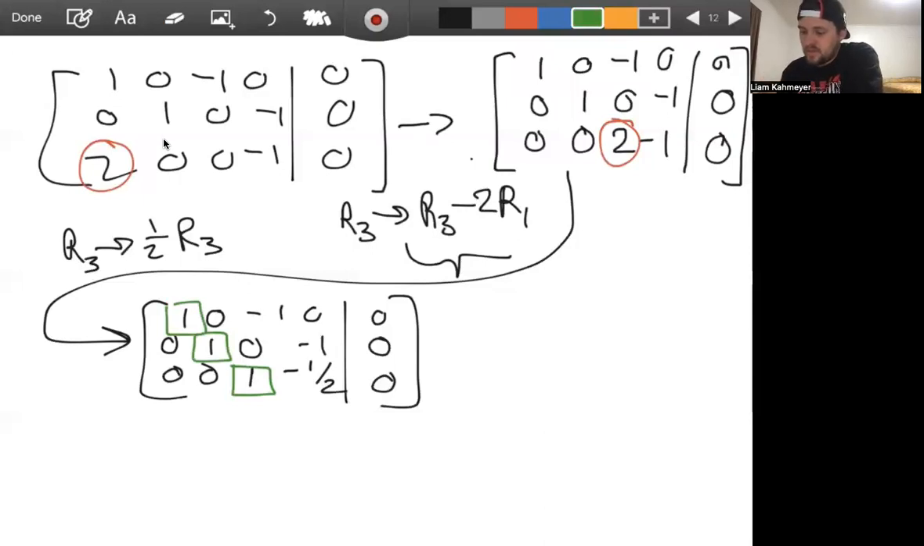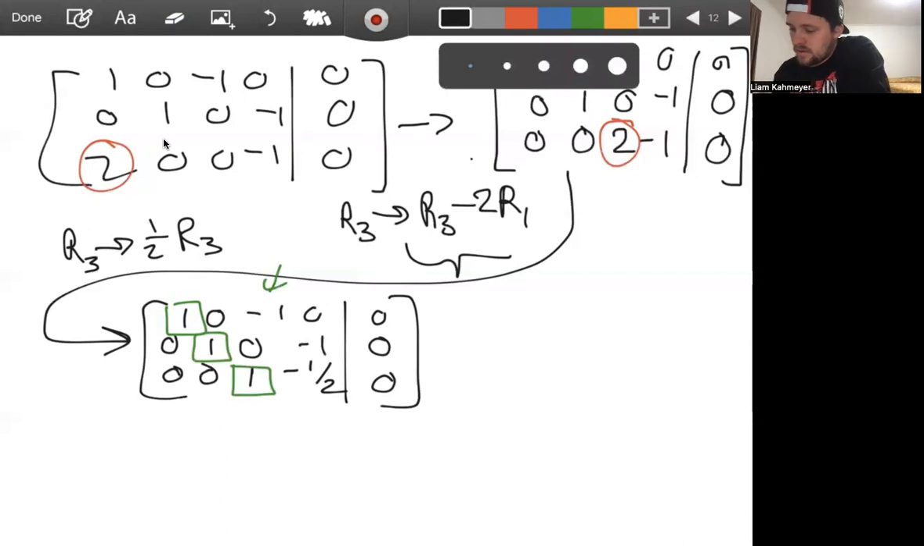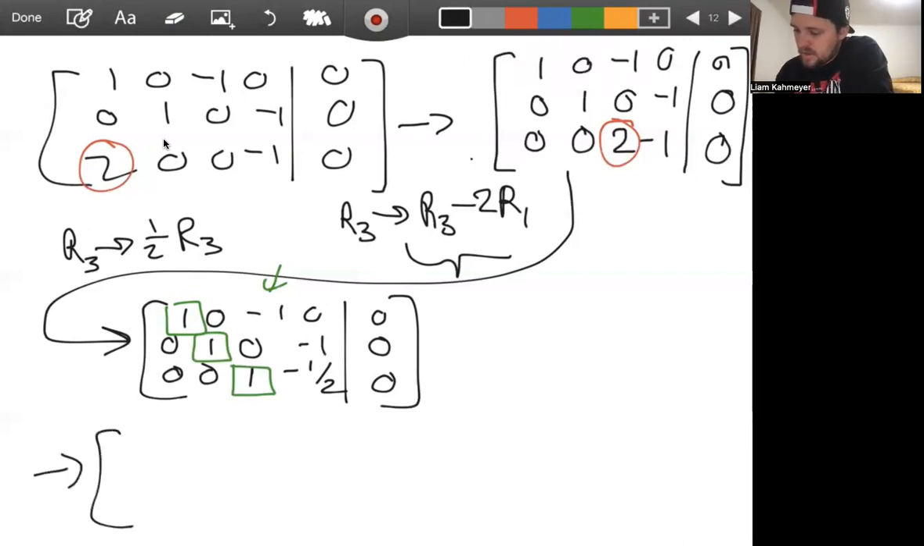For the second pivot in the second row, the only entry above it is already 0. For the third pivot in the bottom row, the entry above it is a 0, but we also need this negative 1 to be 0, right? Because we need zeros above and below all pivot positions. So let's do one more row operation to get rid of that negative 1.